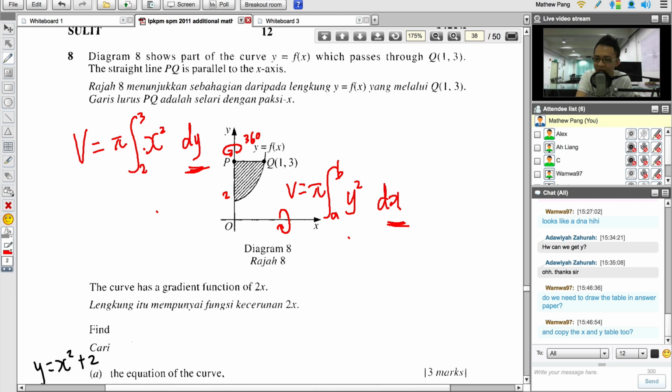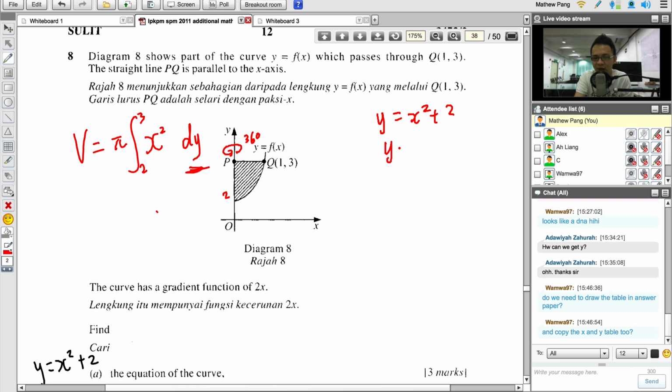Okay, so I'm going to erase this one because this one is not going to be used. Alright, so just substitute, what is our equation just now? y equals x squared plus 2, right? So now I want to integrate x squared. So I want to make x squared the subject. So y minus 2 equals x squared. So this is my x squared. So I'm going to write pi, and integrate from 2 to 3, which is (y minus 2) dy.